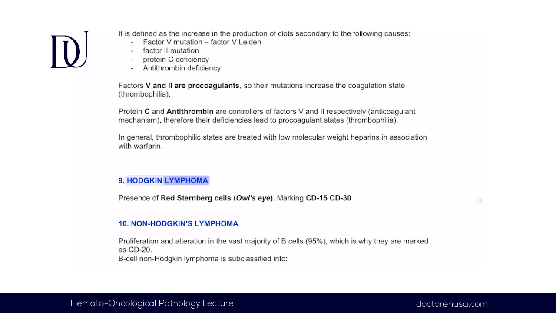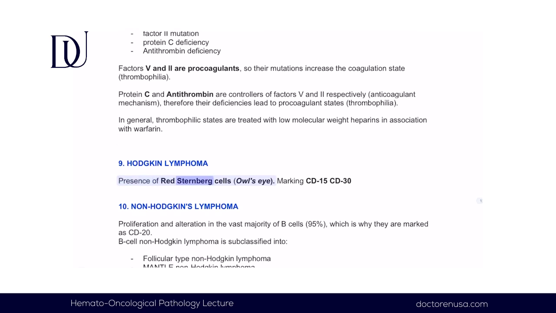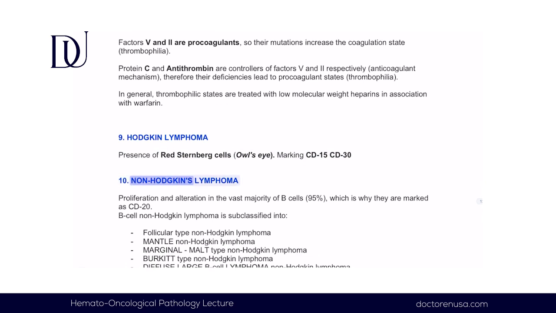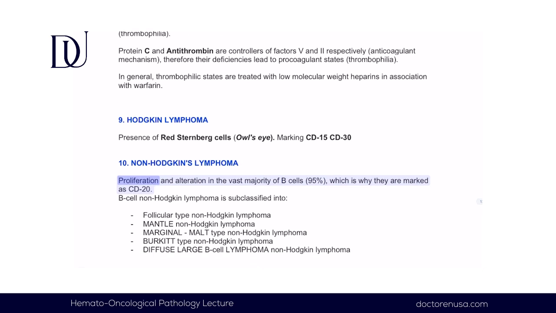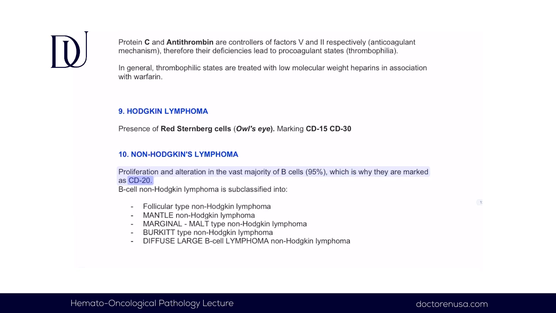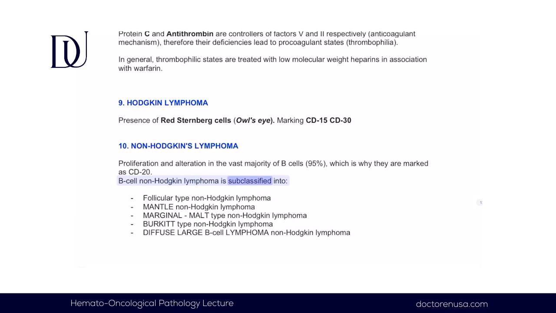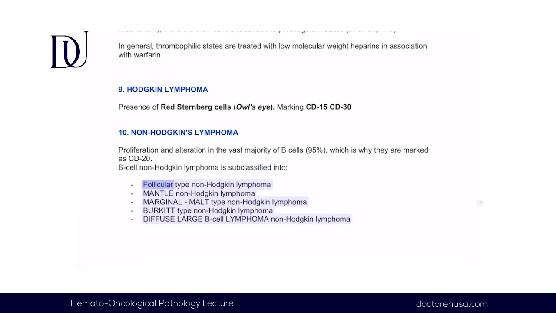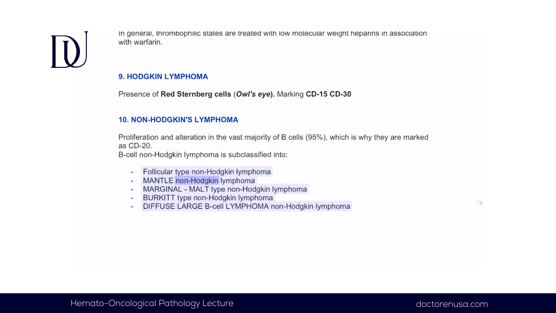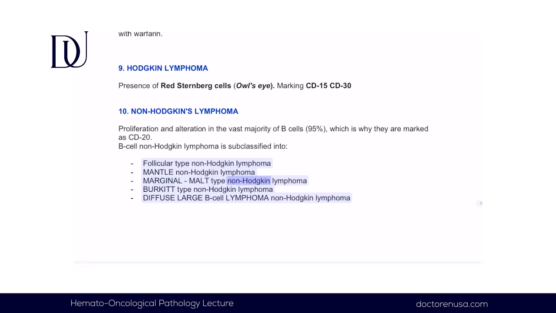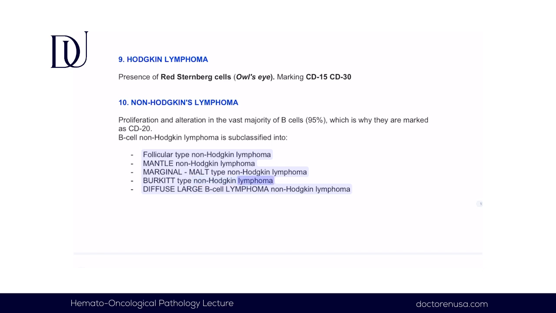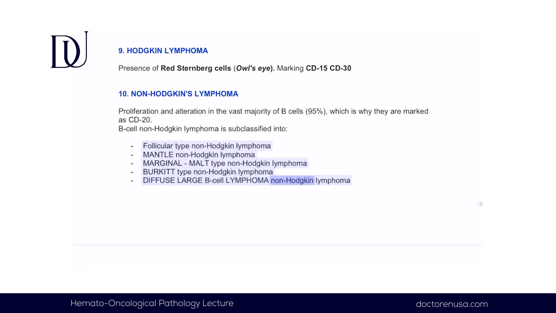9. Hodgkin lymphoma. Presence of Reed-Sternberg cells, owl's eye. Marking CD15, CD30. 10. Non-Hodgkin lymphoma. Proliferation and alteration in the vast majority of B cells, 95%, which is why they are marked as CD20. B-cell non-Hodgkin lymphoma is subclassified into follicular type, mantle cell, marginal zone MALT type, Burkitt type, and diffuse large B-cell lymphoma.